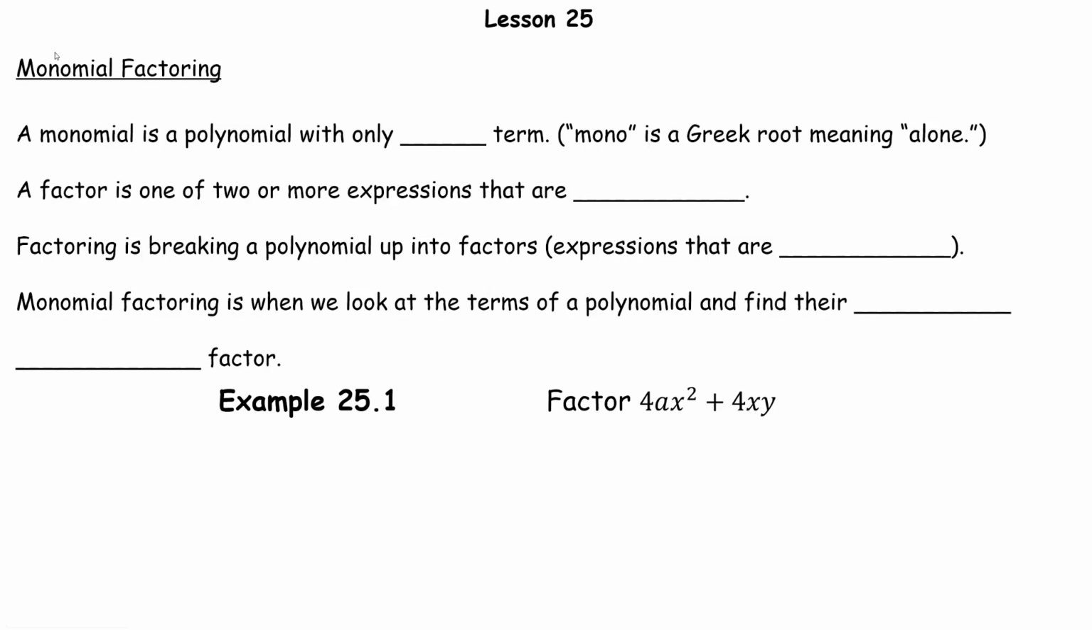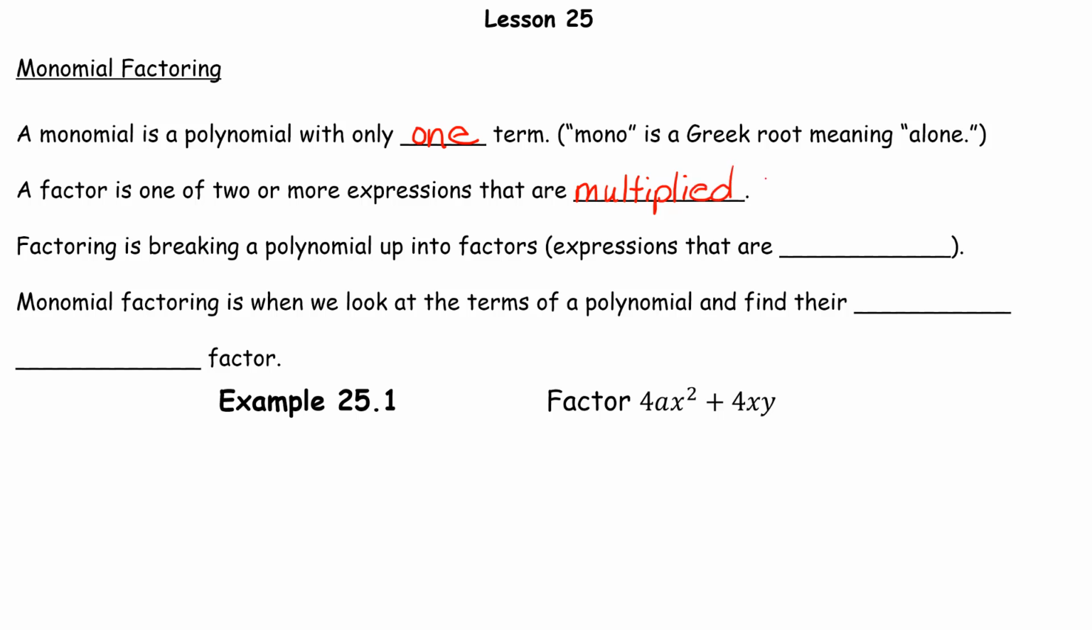Okay, lesson 25 is about monomial factoring, first of all. So a monomial, remember, is a polynomial with only one term. Mono is a Greek root meaning alone. A factor is one of two or more expressions that are multiplied. It's very important. That's what a factor is.